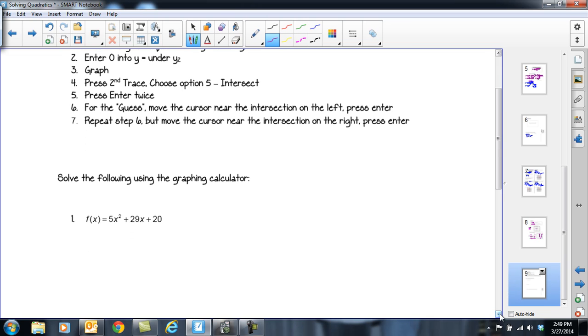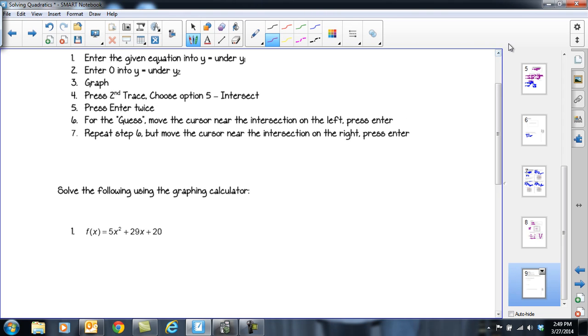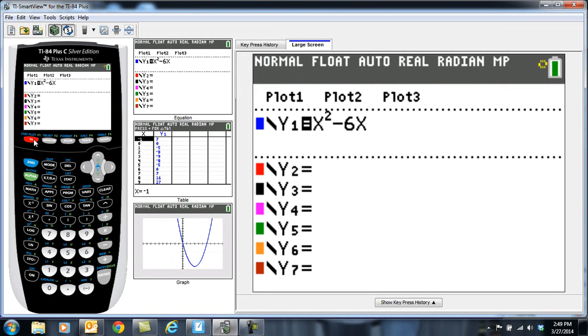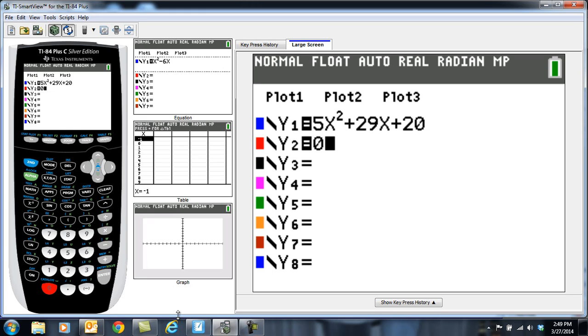So number one gives us f of x equals 5x squared plus 29x plus 20. And the very first thing it tells us to do is put that equation into y equals. So that's what we're going to do. We're going to go back to y equals, clear out that equation, and then type that one, which is 5x squared plus 29x plus 20. Now the next step says to enter 0 under the y2, so that's what we're going to do.